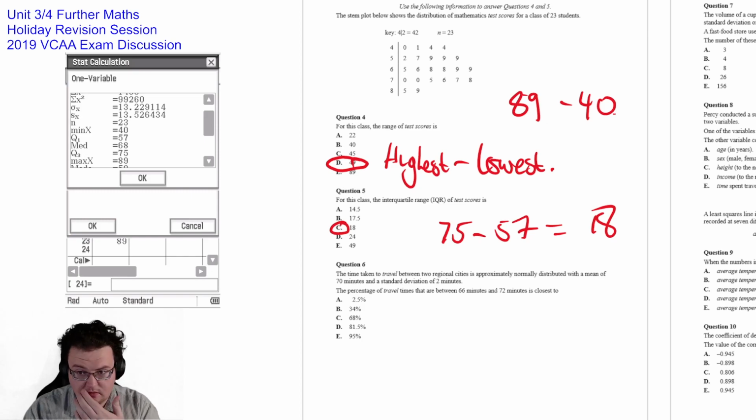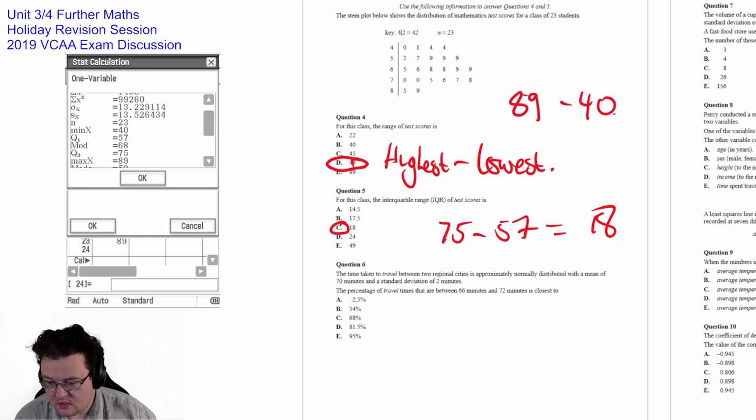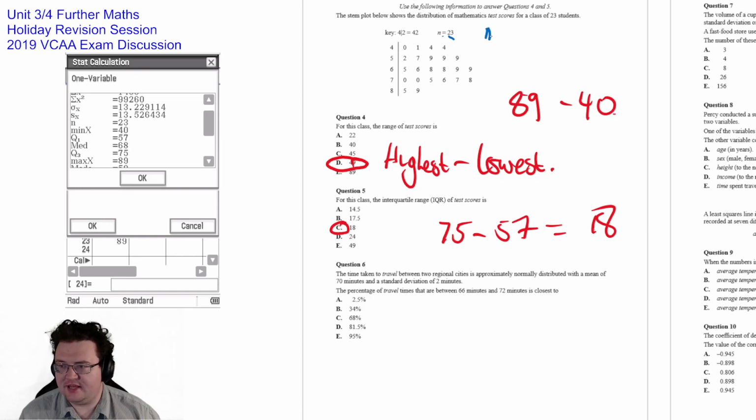I will scoot over a little bit. All right. Now, the other way you could have gone about this question without having to delve into your CAS, there are 23 pieces of data. That means that if we can quickly find where our median is, our median is going to be at number 12, because the median number is at n plus 1 over 2. So that is 23 plus 1, which is 24, which is 12. So 1, 2, 3, 4, 5, 6, 7, 8, 9, 10, 11, 12.